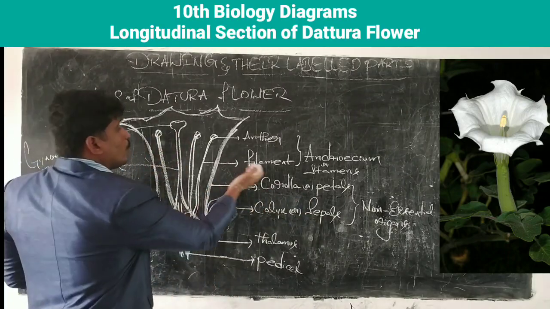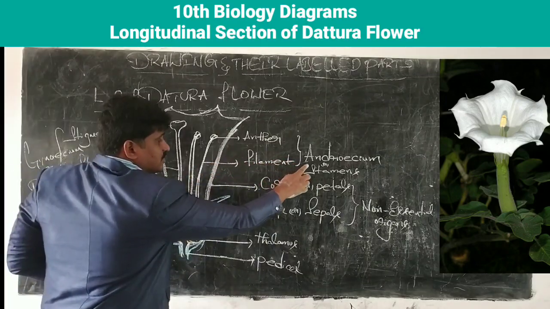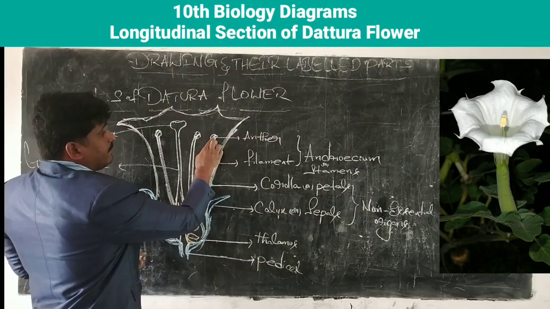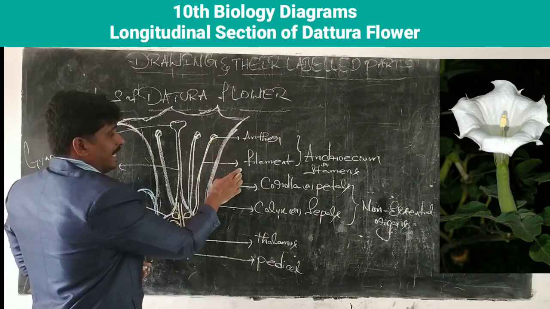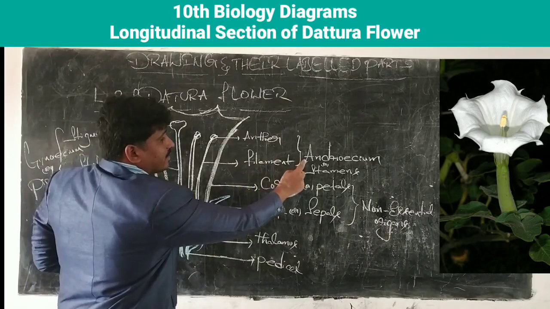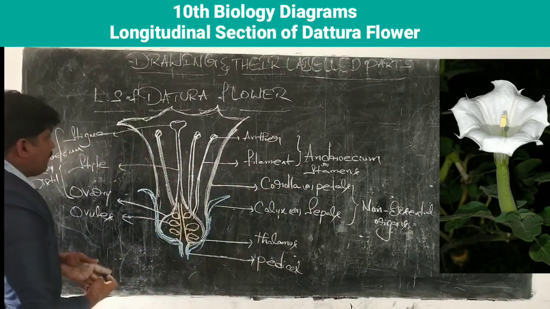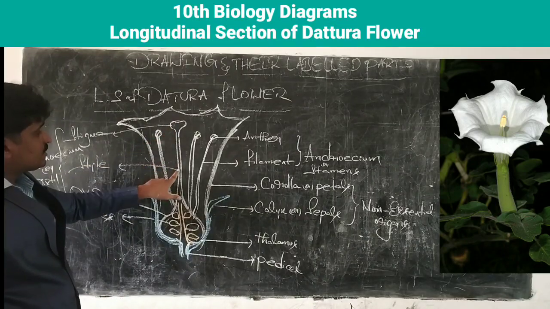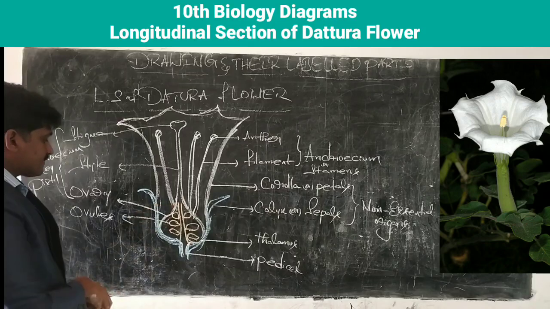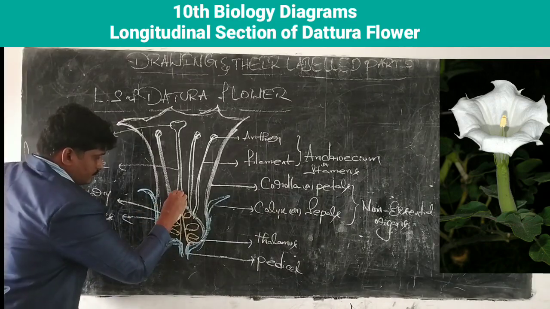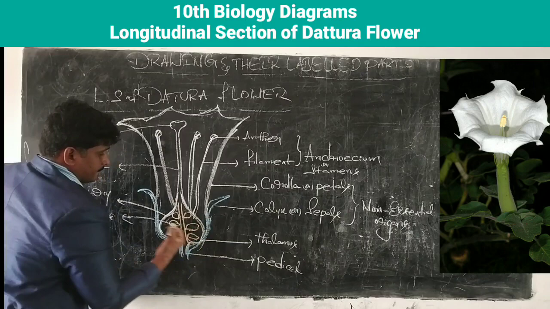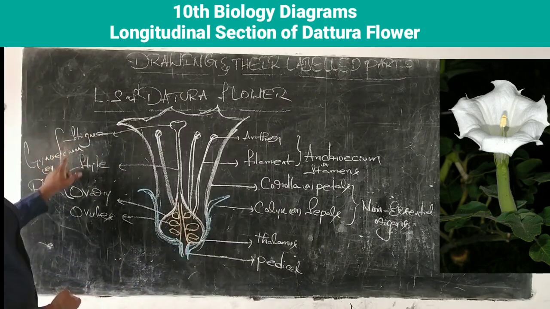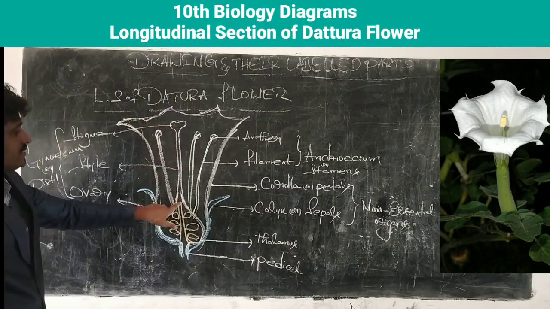Next one, the third whorl of the flower is androecium. It is male, students. Androecium or stamens. It may be divided into two parts, anther and filament. The fourth whorl of the flower: stigma, style, and this is the ovary, students. Inside the ovary, ovules are present. Well, here it is said to be female.